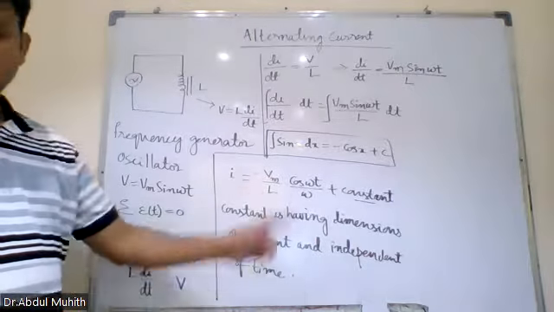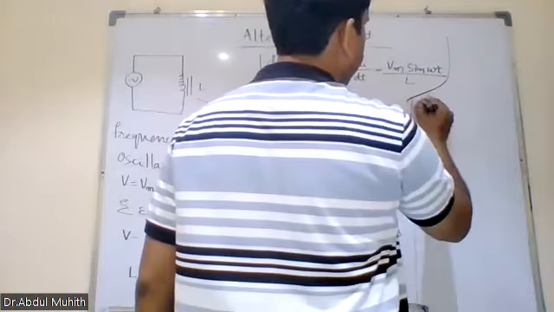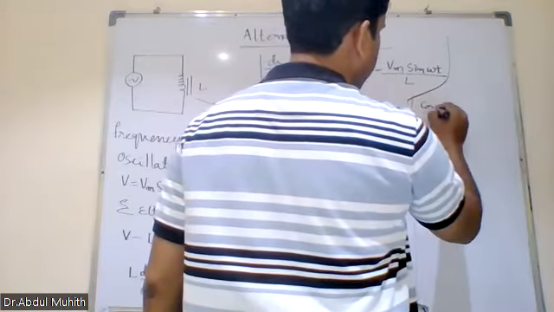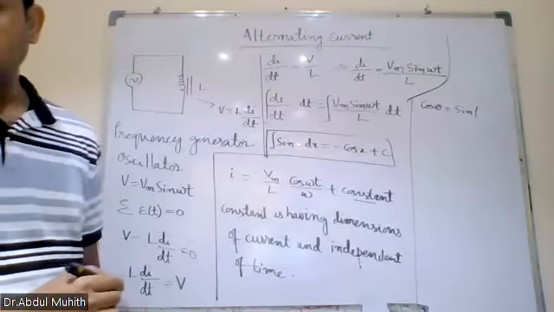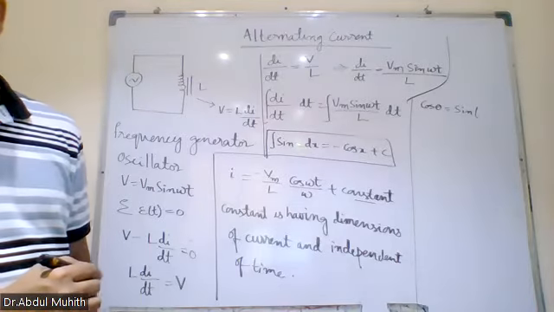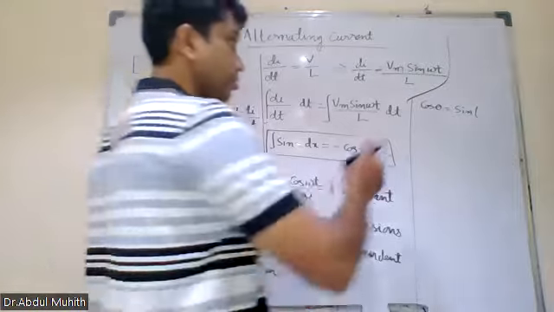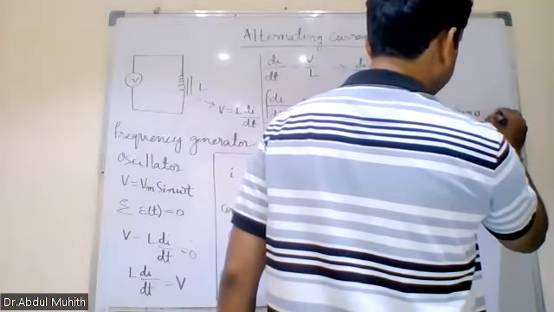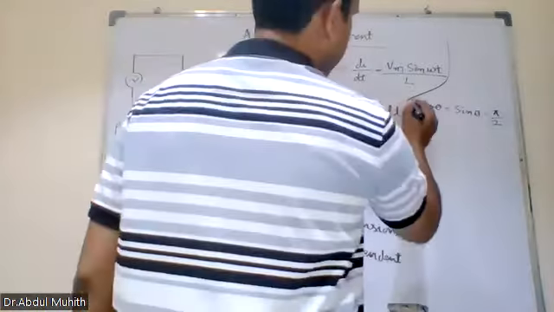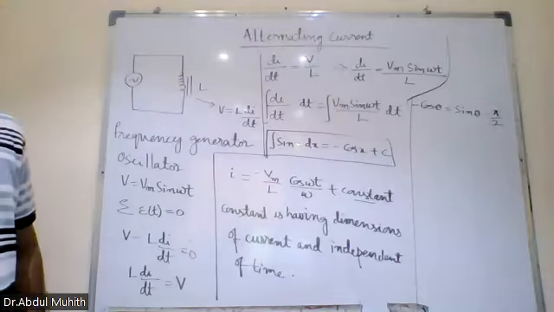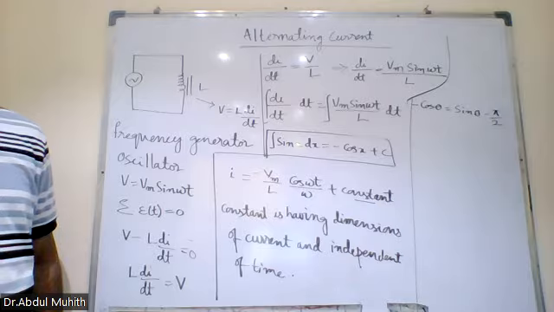Now what we are writing? Minus cos omega t. How can we write minus cos omega t? See here. Cos theta is equal to what? Sin 90 minus theta, is it not? Sin 90 minus theta is cos theta. So minus cos omega t can be written as sin theta minus pi by 2. Okay, so here I'll write minus cos theta, sin 90 minus theta is equal to cos theta.